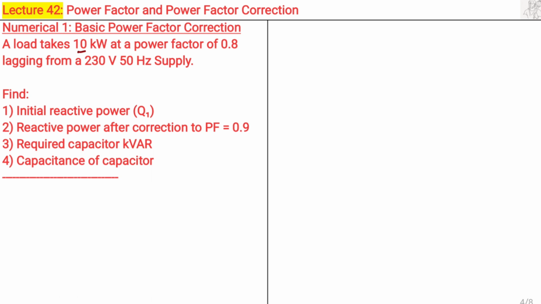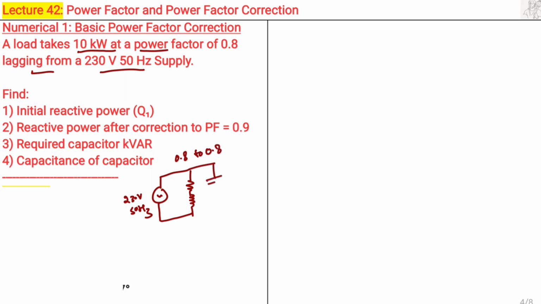Here the load takes 10 kilowatt at a power factor of 0.8 lagging from a 230 volt 50 Hz supply. Since the power factor is lagging, the circuit should be an RL circuit. So we are supplying a 230 volt 50 Hz supply to it, and we need to improve the power factor from 0.8 to 0.9, and this is done by connecting a capacitor in parallel to this, and we need to find out the value of this capacitance and the reactive power supplied by this capacitance.